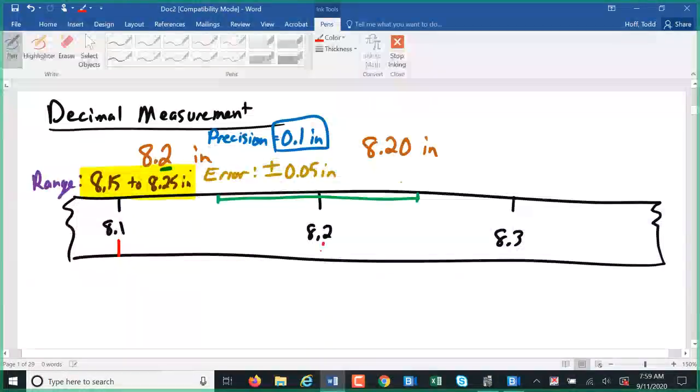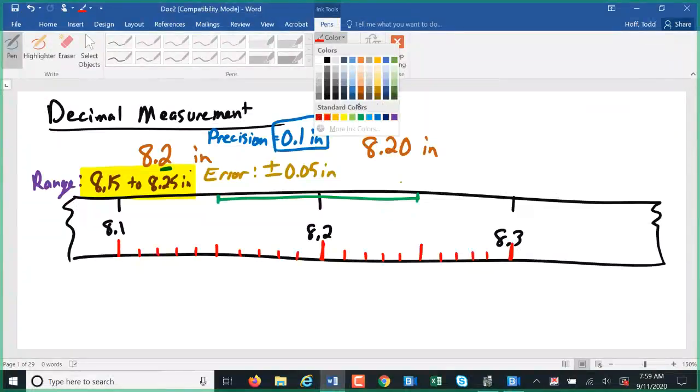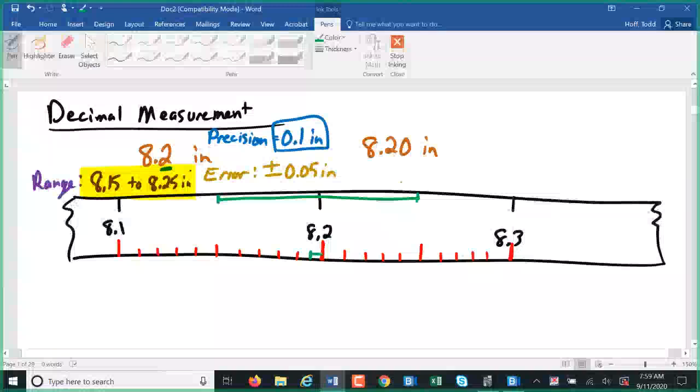The 8.20 is telling us that we have a ruler that's capable of measuring, not the 10th, the 100th of an inch, like this. And we're still closest to 8.2. In other words, we're in this range. So even though the ranges are centered on the same spot, 8.2, when I have that extra 0 on the end, it's implying that my measuring device is more precise.